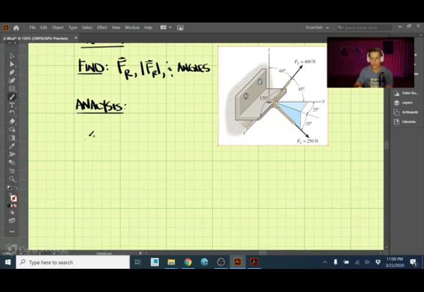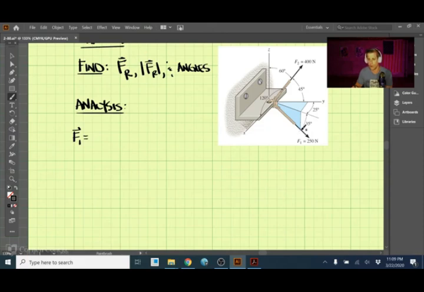So we need to express these first in Cartesian vector notation. So let's start with F1 here. So F1 in the x direction. To get the x direction here, how do we do that?